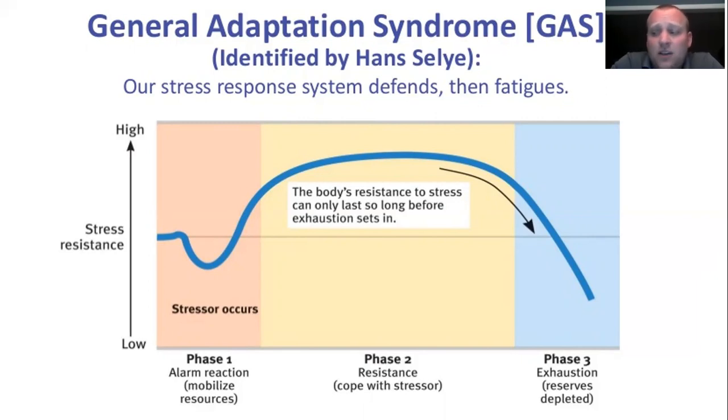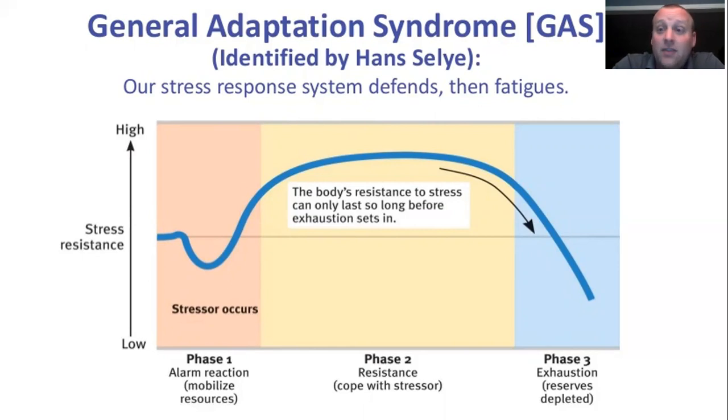First phase being the alarm phase. This is when you freak out in response to stress. Okay, your autonomic nervous system is going to start kicking into gear right away. The heart rate's going to increase. The blood pressure is going to increase. Breathing rate is going to increase. Those pupils are going to dilate.